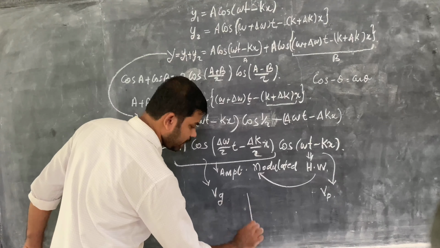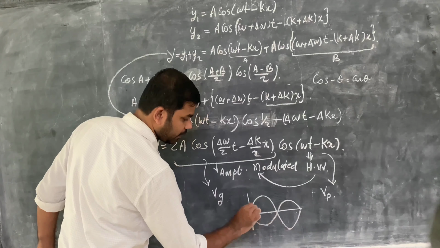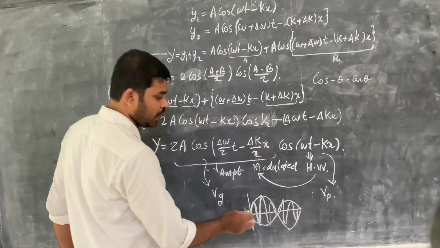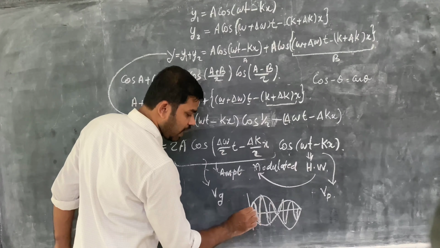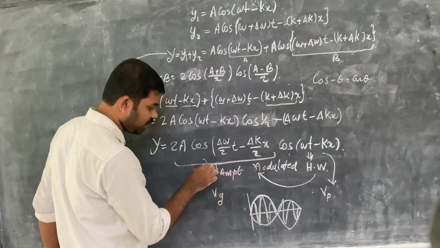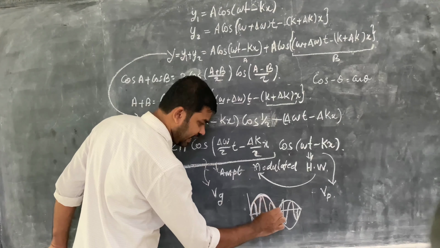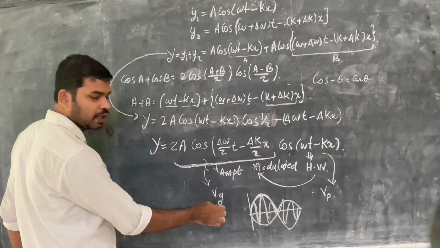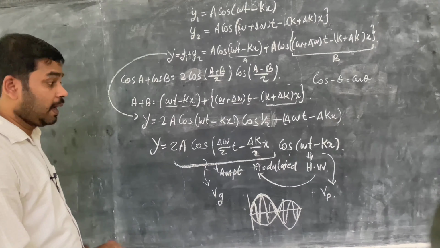Let us take our matter wave. It has a shape like this. Here we can see that this is our harmonic wave whose amplitude is modulated by another quantity, which is represented by this factor. Due to this, the amplitude is changing like this. The velocity of this modulated wave represents the group velocity, and the velocity of this harmonic wave represents the phase velocity.